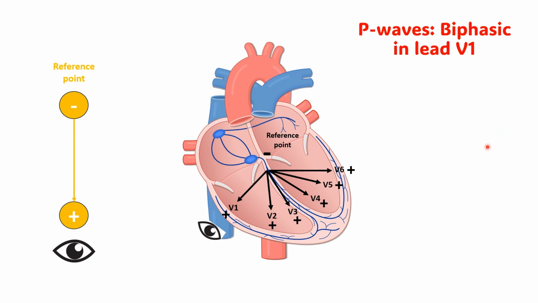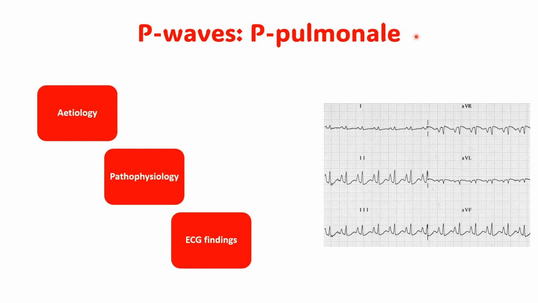Let's now talk about some P-wave pathology. First of all, we're going to talk about P pulmonale. The definition is elevation of the P waves, with an amplitude greater than or equal to 0.25 millivolts in leads 2, 3, and aVF. You can see that the P waves, particularly in lead 2, look more similar to the QRS complexes because they have that increased amplitude.